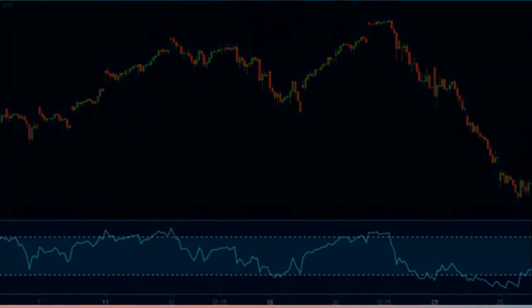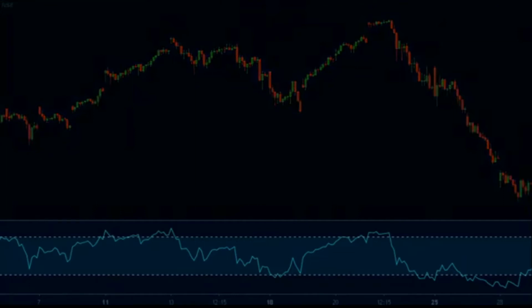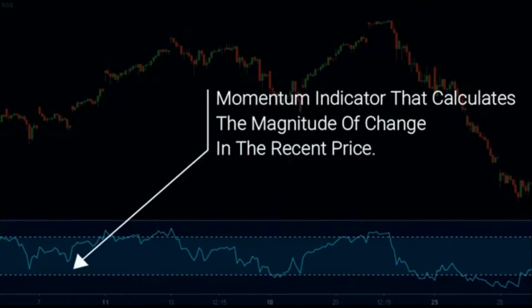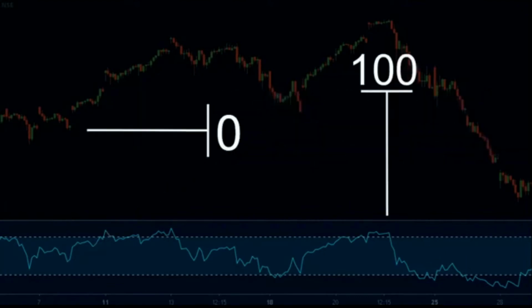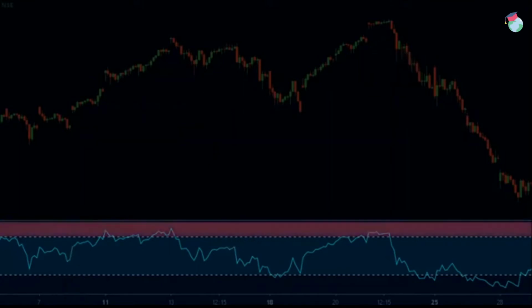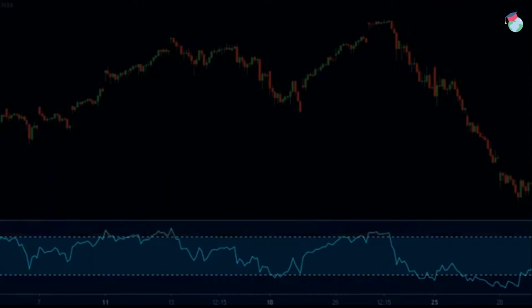Strength Index is often regarded as one of the most useful indicators in technical analysis. It is a momentum indicator that calculates the magnitude of change in the recent price. The value of the RSI moves between 0 and 100. When the RSI is above 70, the market is said to be in an overbought condition.